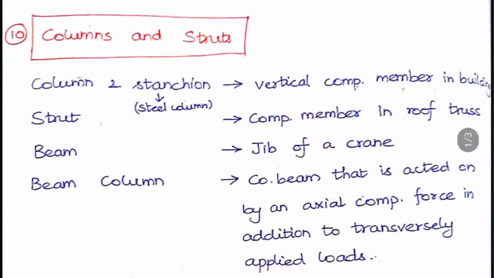Strut means it is the compressive member specifically used in a roof truss. So it is a steel member. Stanchion means it's a steel column, so it's a vertical compressive member in the building. And jib is just a beam of a crane. In the cranes there will be a horizontal beam-like thing, so we call that the jib. And then the beam column: here the column will be transferring the compressive force and also the bending force will be applying there. So it takes two forces in it.